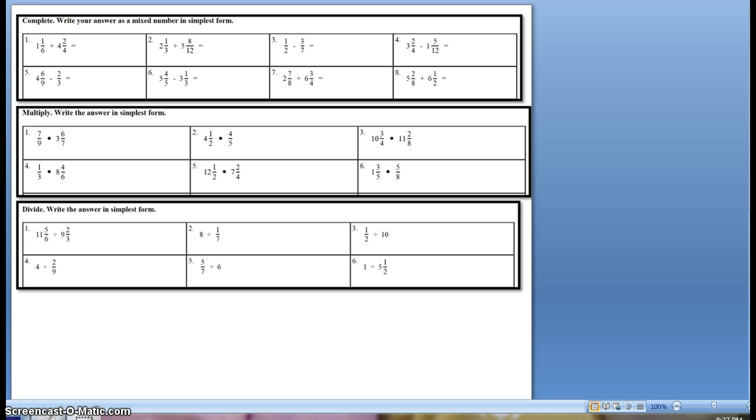Number one, our problem right here says 7/9 times 3 6/7. I've had students ask me about this when they first saw it; they were kind of taken aback. They didn't realize that the dot represented multiplication, but multiplication can be represented by a dot. I have seen it on some calculators as an asterisk. I've seen it as the X. I've also seen it in the form of parentheses.